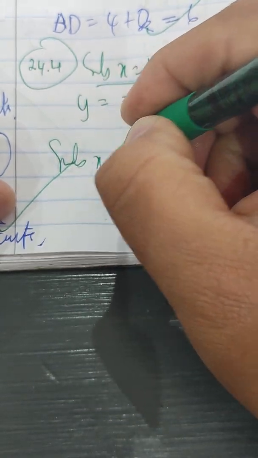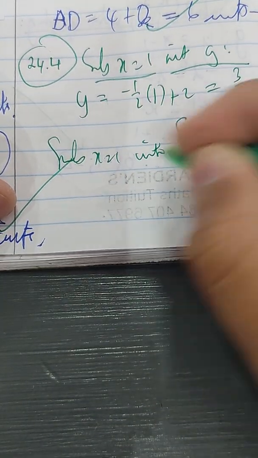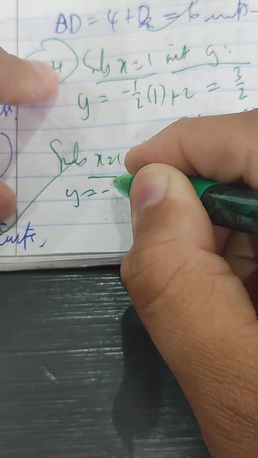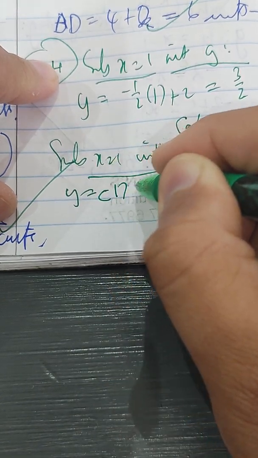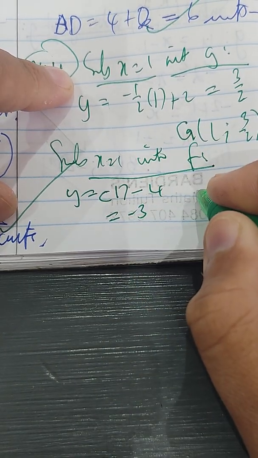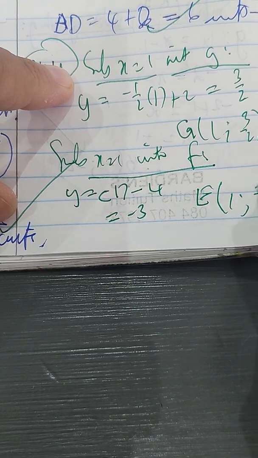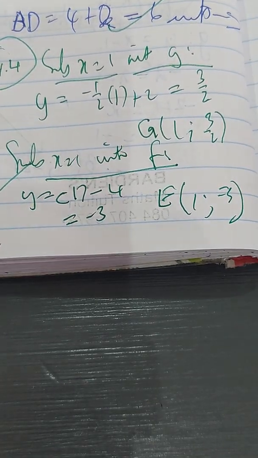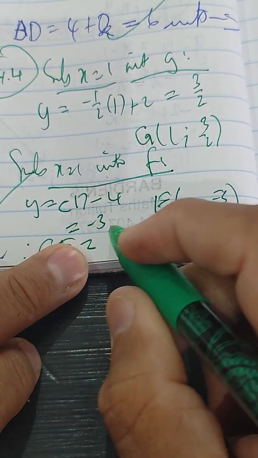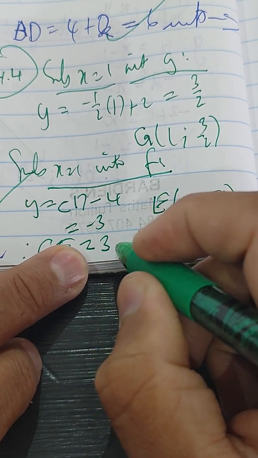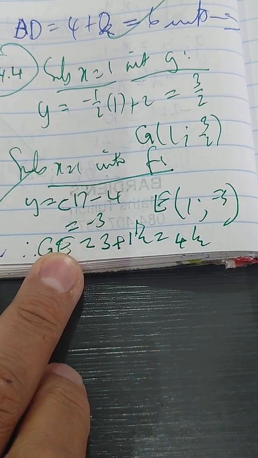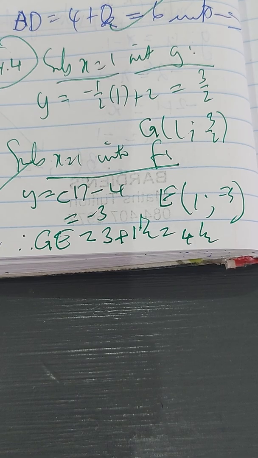Then we substitute x equal to 1 into the f graph. So y is equal to 1 minus 4, which is negative 3. So E's coordinate is going to be 1 and negative 3. Therefore the length of GE has to be the positive part of negative 3, which is 3, plus 1 and a half. It should give you 4 and a half. So EG is 4.5 units.